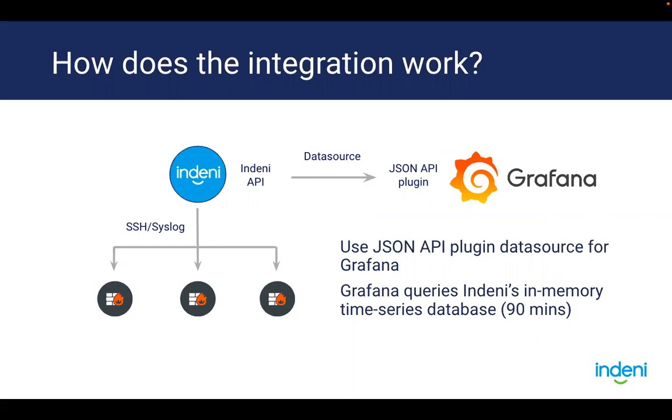The integration uses the JSON API plugin. This is an open source plugin that ships with Grafana 8.0 or later. In a nutshell, Grafana sends queries against the Indeni server using our API in the backend. The Indeni server responds to the query with a JSON document, and you use popular languages such as Jsonnet and JSONPath to extract the data into Grafana.